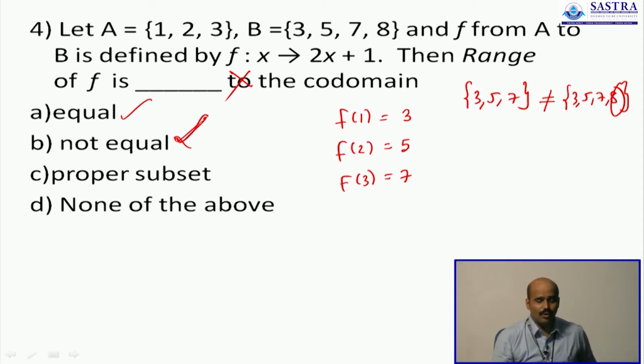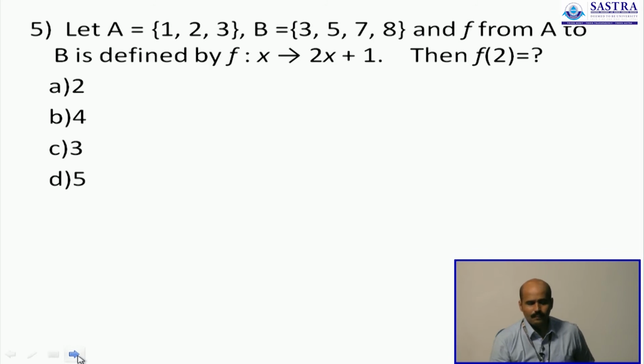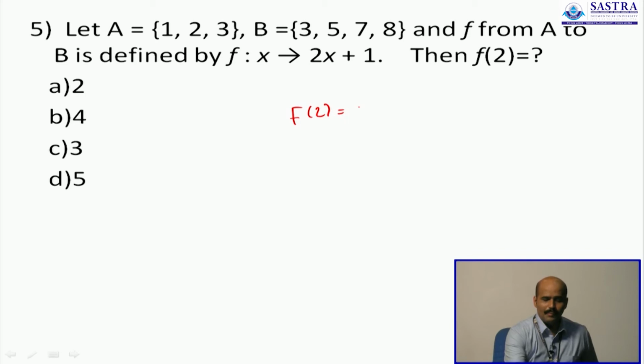Option C talks about a proper subset. Now you will see that {3, 5, 7} is a proper subset because the set misses exactly one element, and therefore it is a proper subset. So option B and option C both qualify as the right answer. Once again, this is pretty simple. f of 2 will be 2 times 2 plus 1, that's 5, and option D is right.